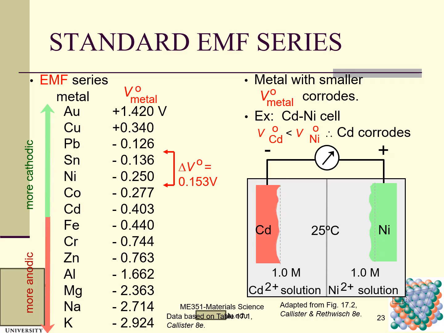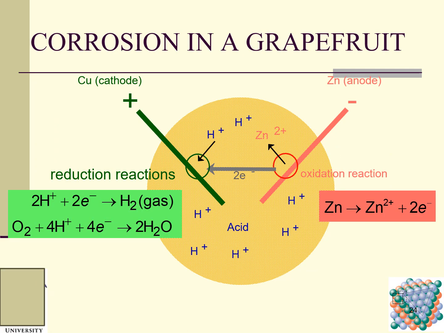You can see this is additional nickel atoms. On the contrary, here the cadmium, some parts are missing. Why? Because in this area the cadmium atoms give up the electrons and become ions. These ions dissolve in this solution. As a result, here it's missing, right? So this is corrosion.